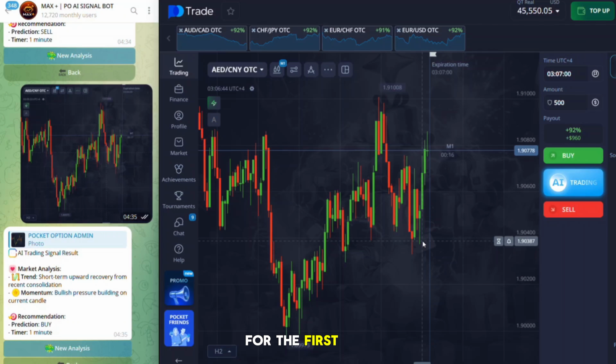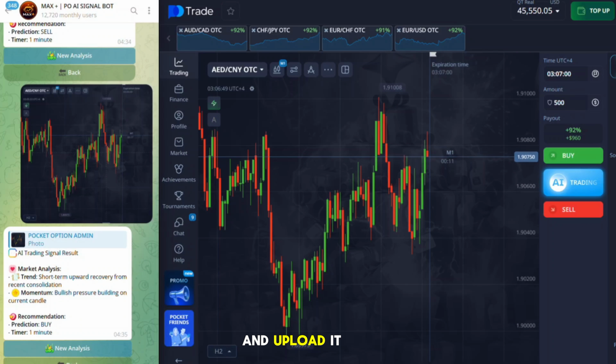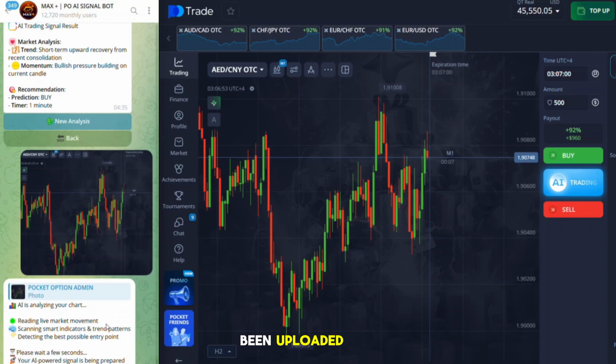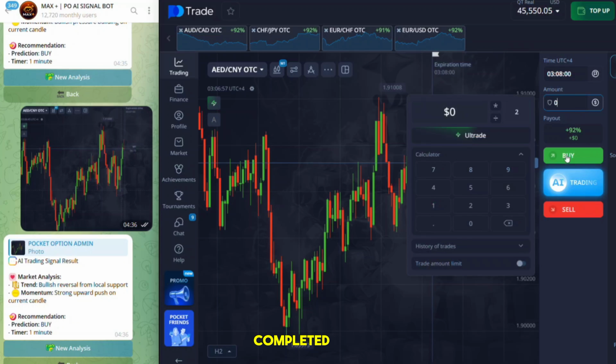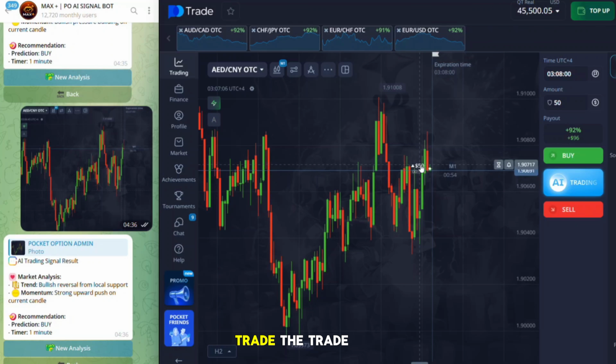works. For the first trade, I'll take a screenshot of the PocketOption chart and upload it to Max Plus Bot. The screenshot has been uploaded. Max Plus Bot is analyzing the chart. The analysis is completed. The bot is suggesting a buy trade with a 1-minute expiration time. Let's enter the trade amount of $50. Let's place the trade. The trade is now active.